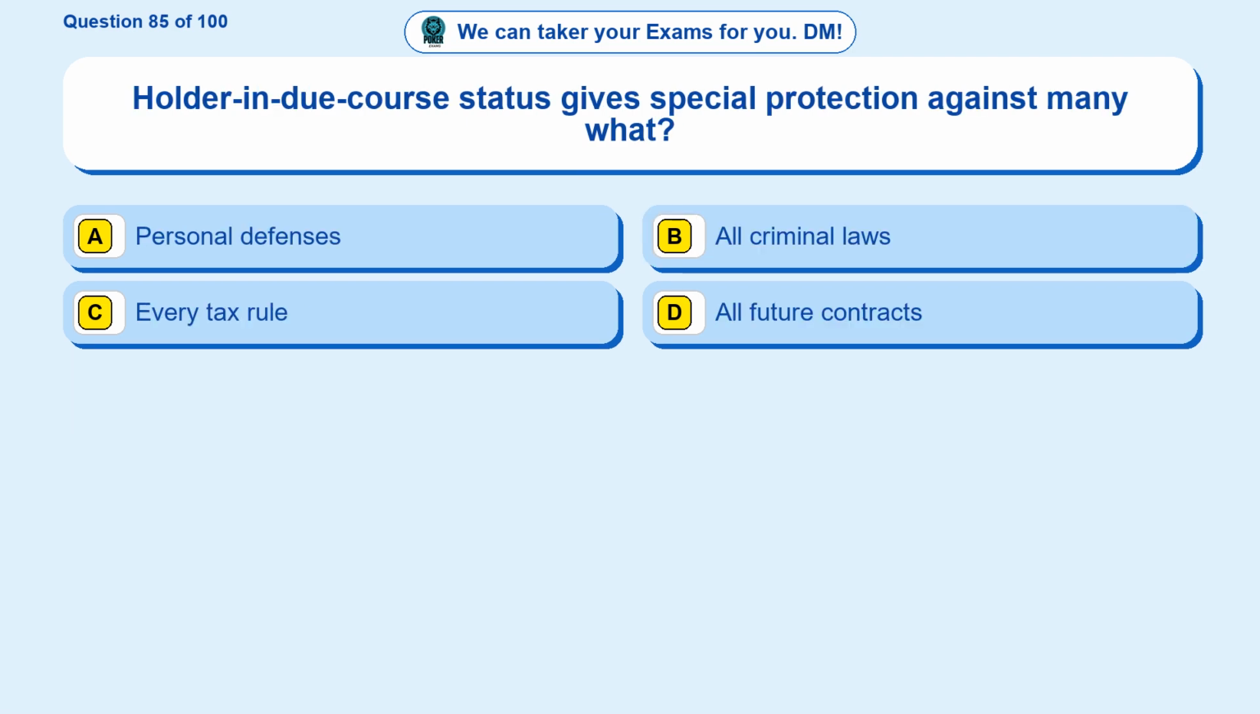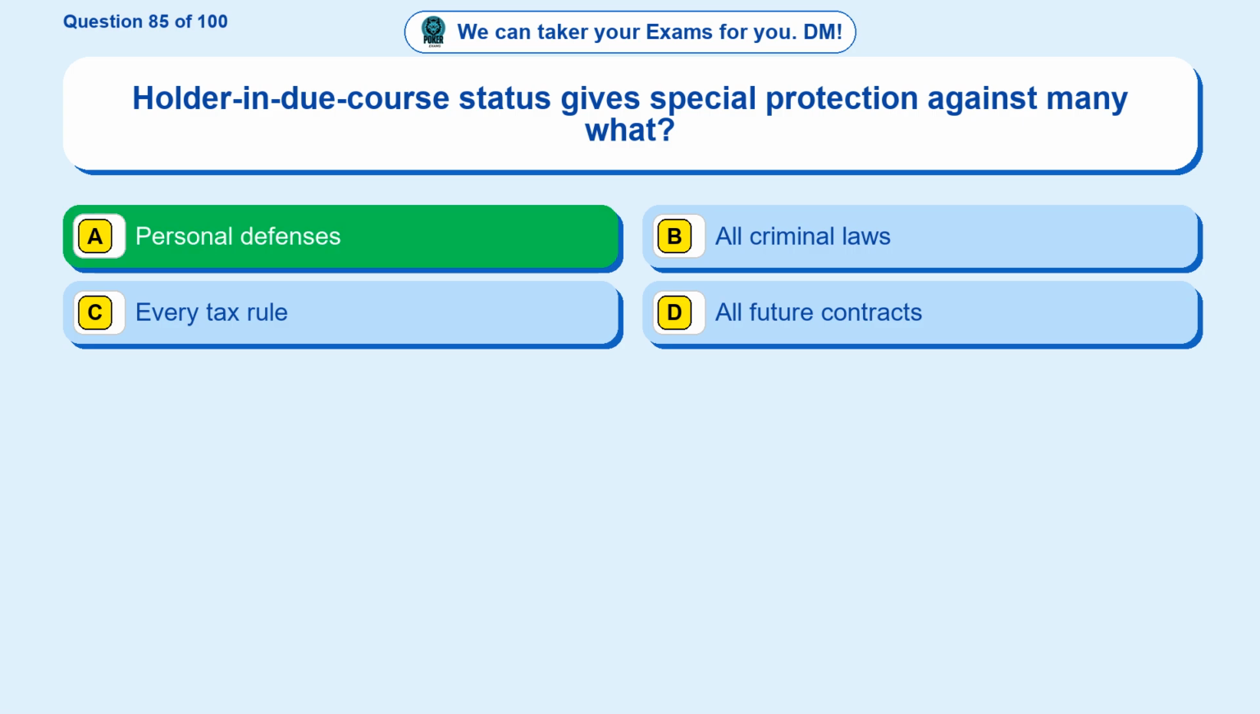Question 85. Holder in due course status gives special protection against many what? Option A, personal defenses. Option B, all criminal laws. Option C, every tax rule. Option D, all future contracts. The correct answer is option A, personal defenses.